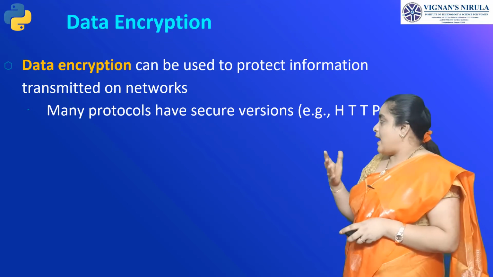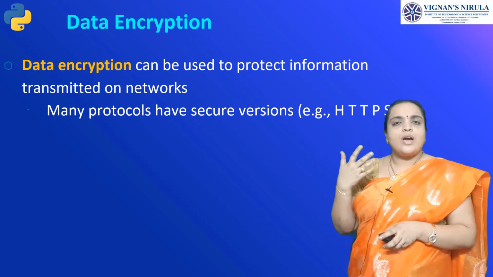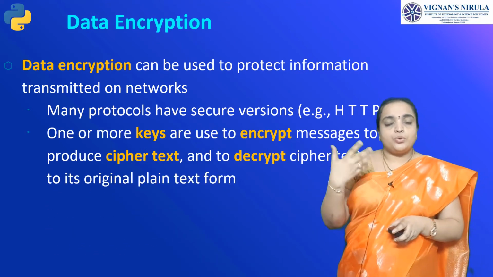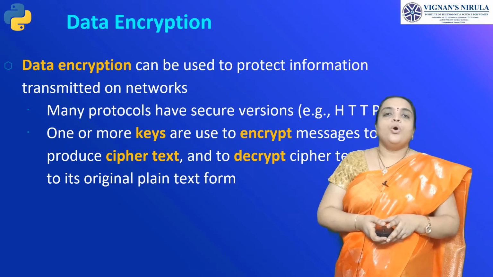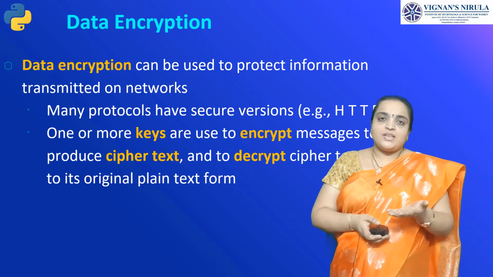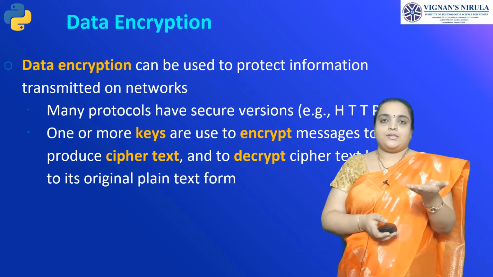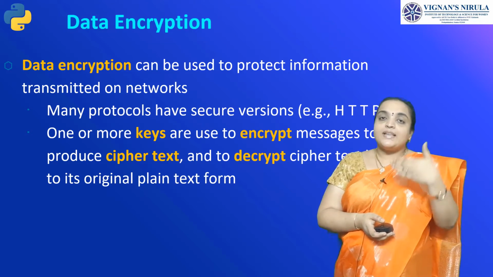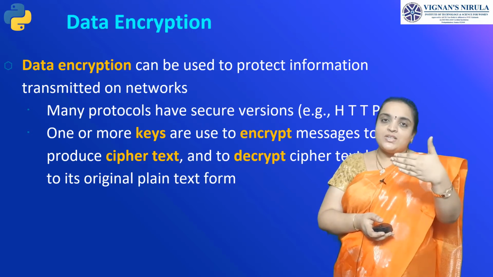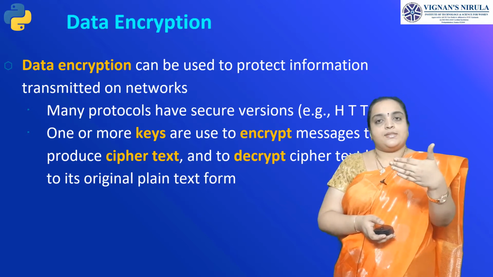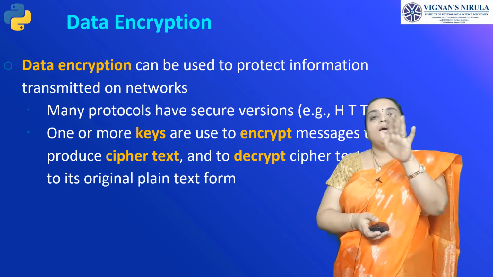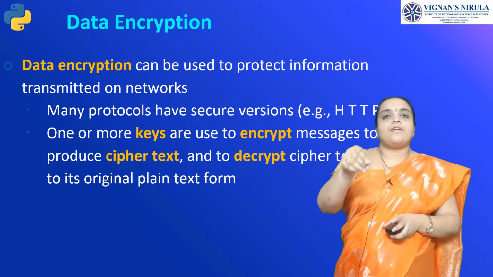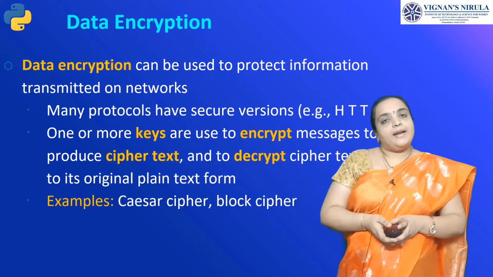Many protocols have several secure versions, like the HTTP protocols. So many protocols are there that use this data encryption. One or more keys are used to encrypt the message to produce what text? Ciphertext. The plain text is nothing but the message which was with the sender. The sender will encrypt the message with the key, then we call that text ciphertext, and we send it to the receiver. At the receiver end, the receiver will decrypt the ciphertext into its original plain text form.